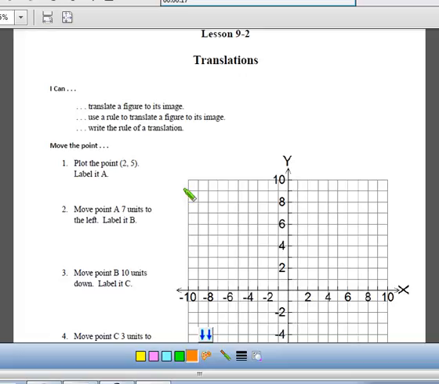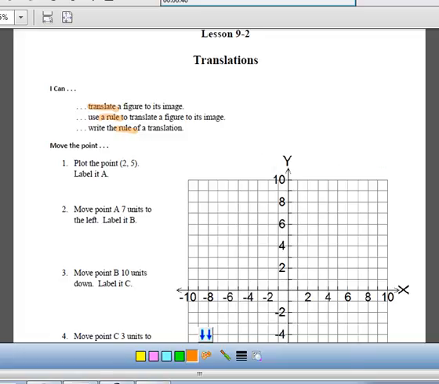First, I can translate a figure to its image. So translate, that's the big idea for this one. Also, I can use a rule to translate a figure to its image. And lastly, I can write the rule of a translation.